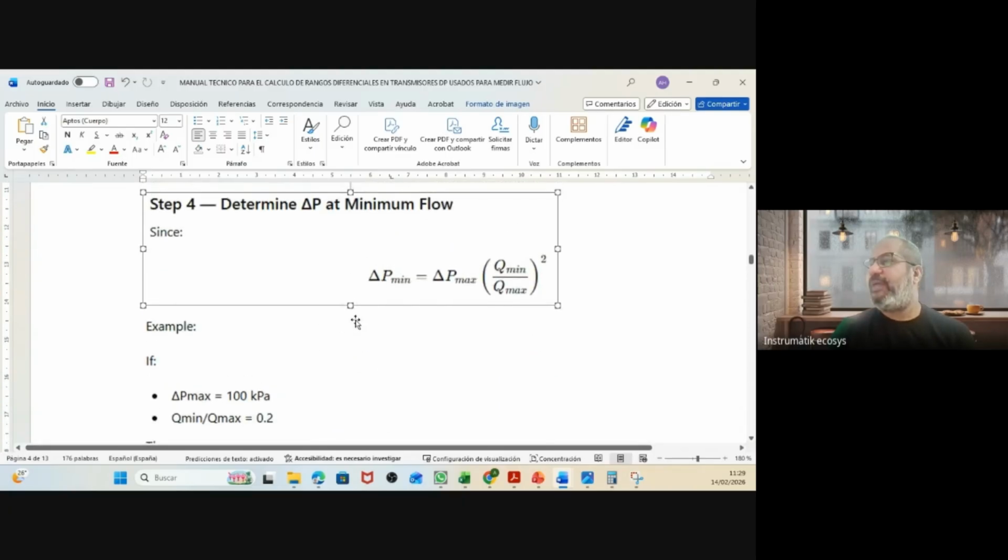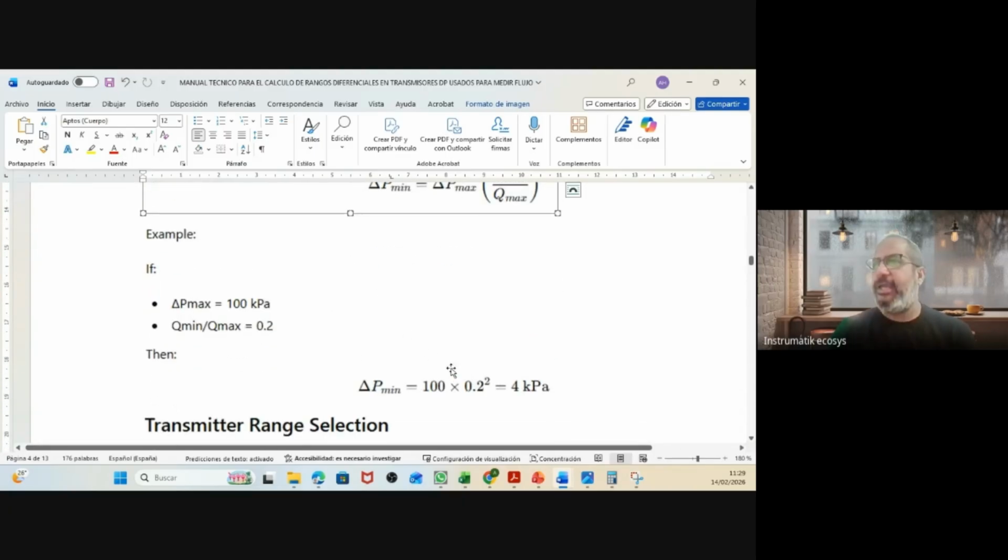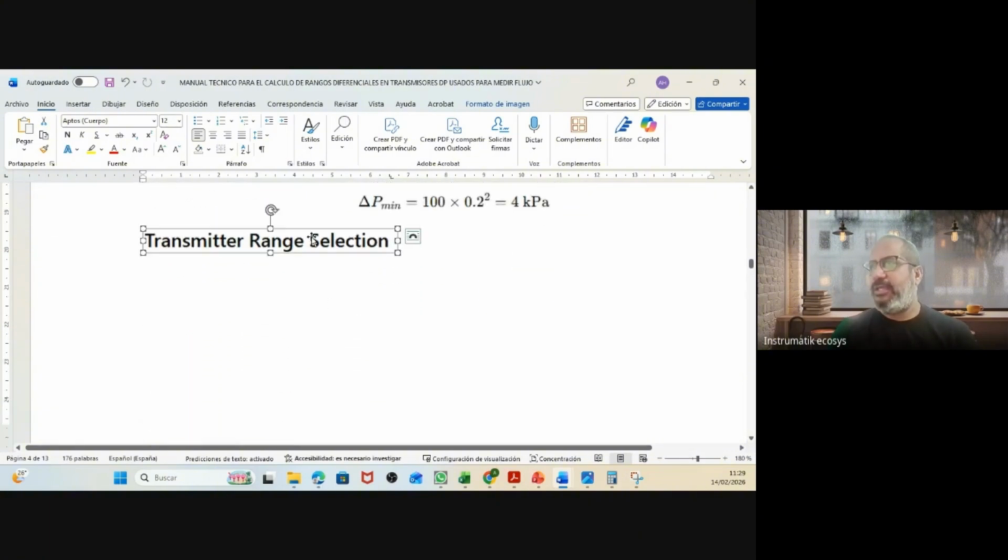So then you have delta P minimum, and you have these two values. And then at the end, you will choose or select the transmitter range. That delta P transmitters, you have different sensors, or in Spanish we call it cápsula, something like capsules. It's a sensor, a delta P sensor.